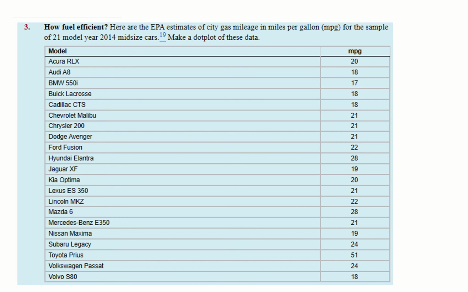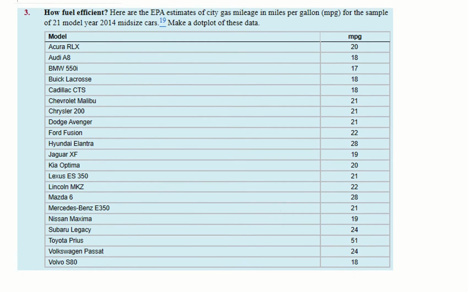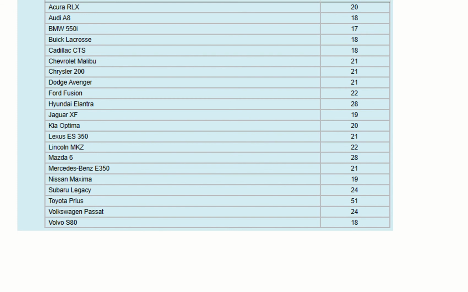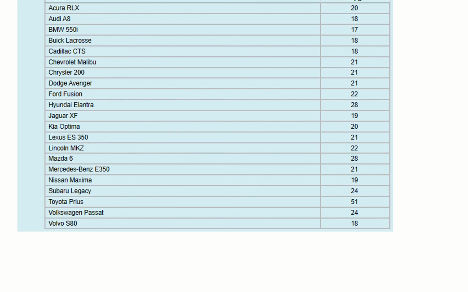All right. So number 3, we're looking at the EPA estimates for gas mileage for 21 model year 2014 cars. They just want us to make a dot plot of the data, so that's simply what we're going to do. This data has larger numbers, right? So we're going to have to choose a scale here. Since we have 20s, and we have one that's 51, we have pretty large numbers.